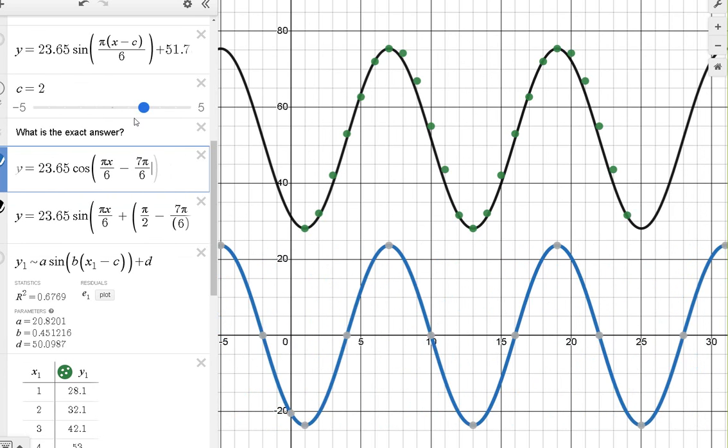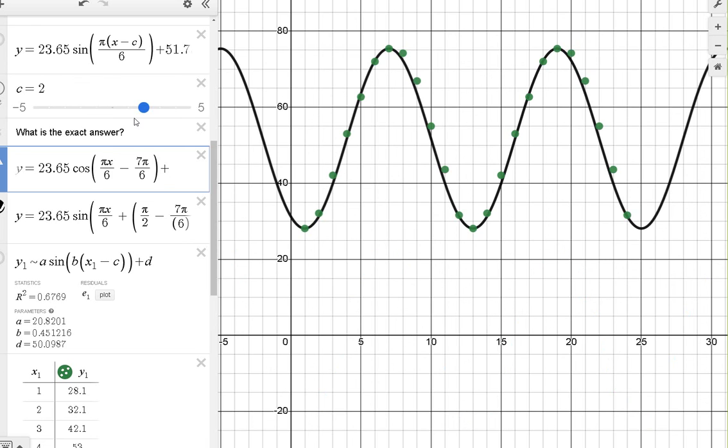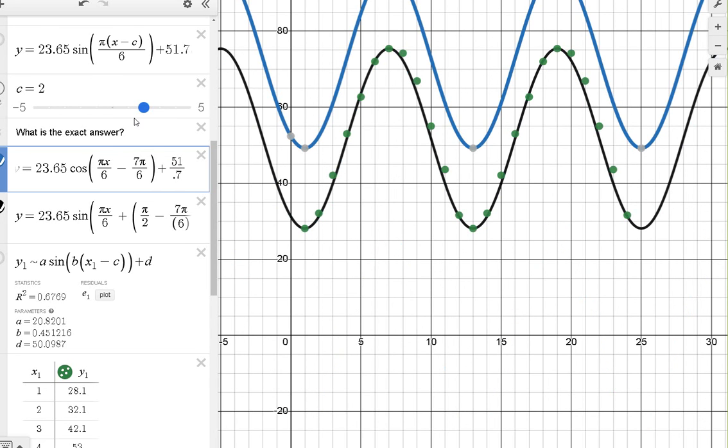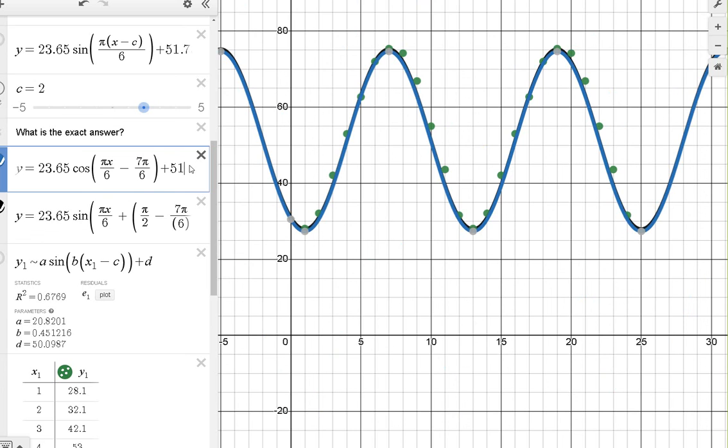Oops, that 51.7 has got to be outside here. How about 51.7 not divided by 7? There we go. So it took a little bit, but that's your cosine function fit to the same data. So hopefully, again, that adds a little bit to help here.